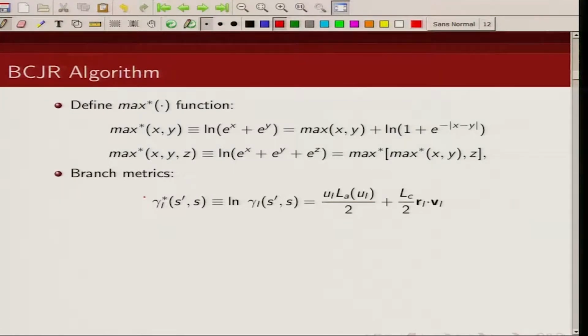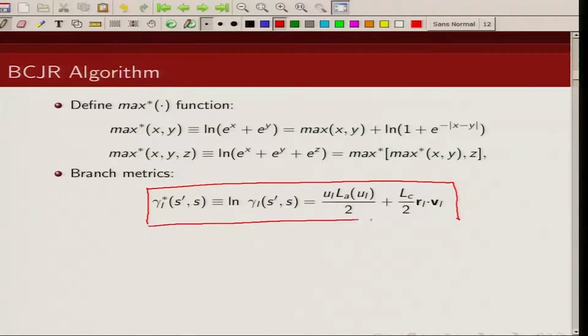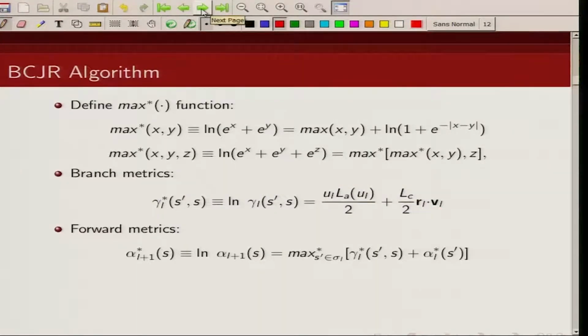Now, this branch metric, which we have derived in one of the lectures, is given by this expression. This is a priori information, this is the information bit, this depends on channel SNR, this is the receive sequence, and this is the transmitted code word. So this you are already familiar with because we have derived this expression before.